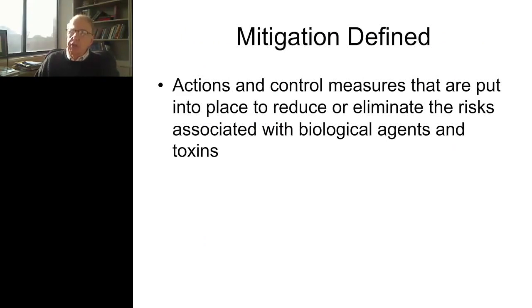So defining mitigation, mitigations are taking actions and control measures that are put into place to reduce or eliminate the risk associated with working with biological agents and toxins. So the risk of working with TB is different than the risk of working with Staph aureus. So you're looking at the specific control measures for the particular pathogens in the particular work that is occurring in the laboratory. And you're looking at all of those control measures. And we're going to talk about the control measures from instrumentation to personal protective equipment like gloves.